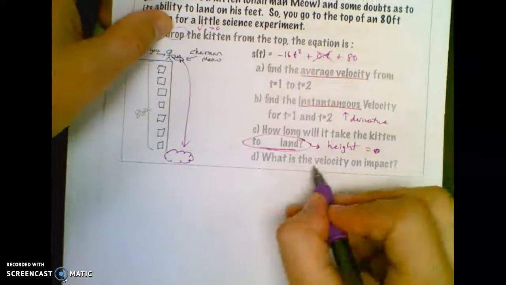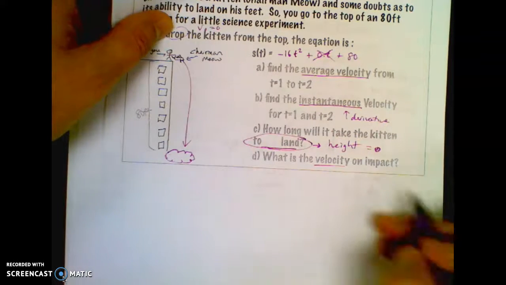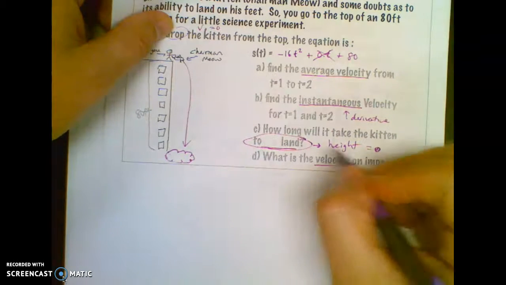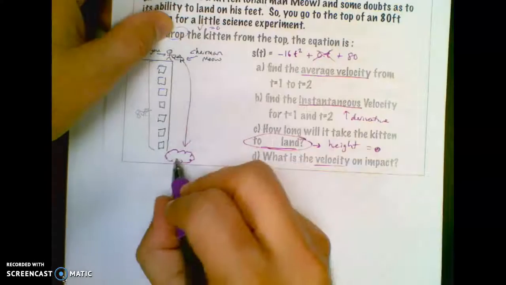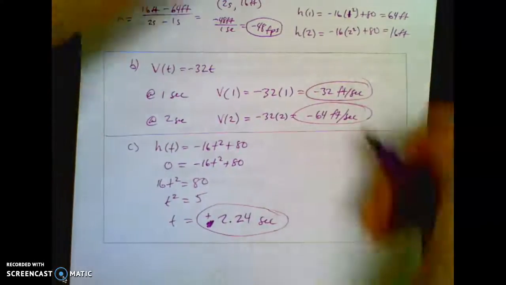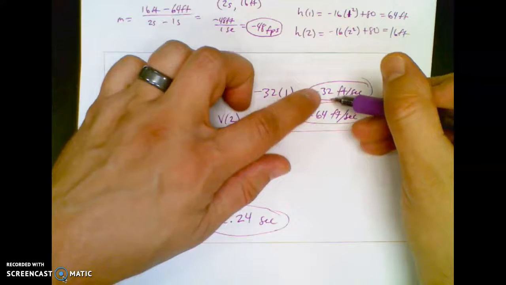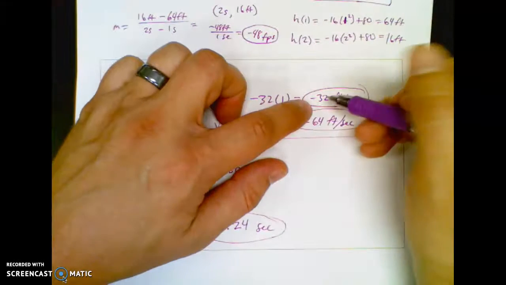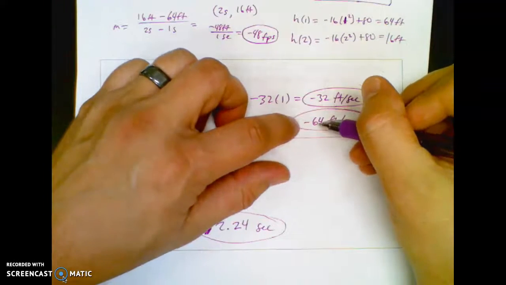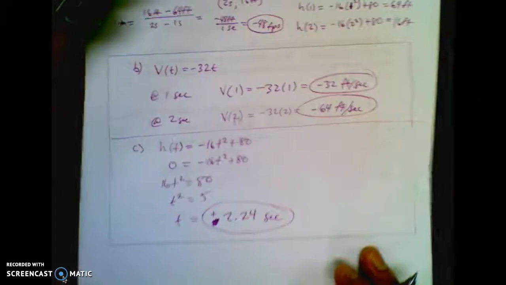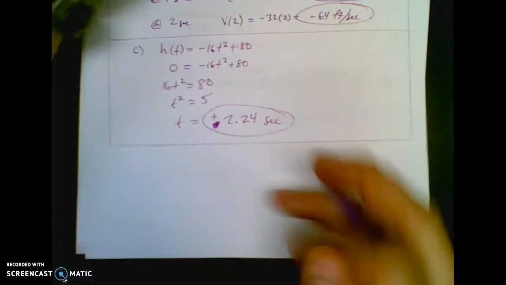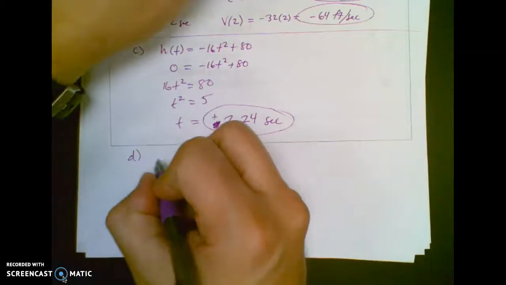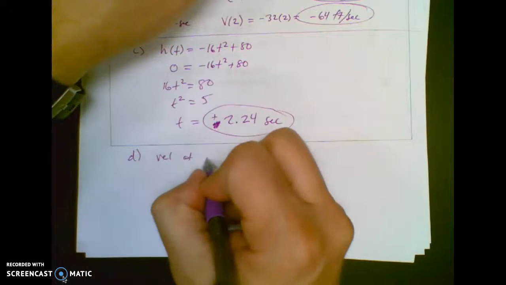All right, what's the velocity on impact? Okay, so we just found when it hits the ground, or hits the pillow. Now we need to find out how fast it was moving at the very end, because you can already see it's speeding up, right? It starts at 0 meters per second when you first drop it. 1 second and it's at 32. 2 seconds and it's at 64 going downward. That's what the negative's for. And the last one is, what's its velocity at impact?